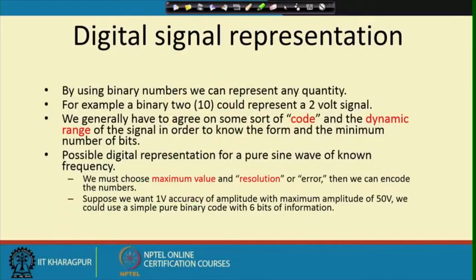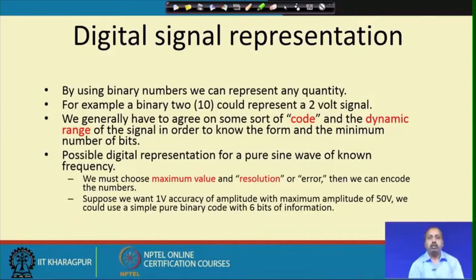So, for example, you can have this binary 2. 2 is represented by 2 bits, 1 0, that could represent a 2 volt signal. If we say that binary 1 corresponds to a 1 volt signal, then the binary value 2 corresponds to a 2 volt signal. So, we generally have to agree on some sort of code, as I was talking about some time back. You can say that minus 12 volt is 0 and plus 12 volt is 1, or somebody may say that plus 12 volt is 0 and minus 12 volt is 1. Both of them are possible.